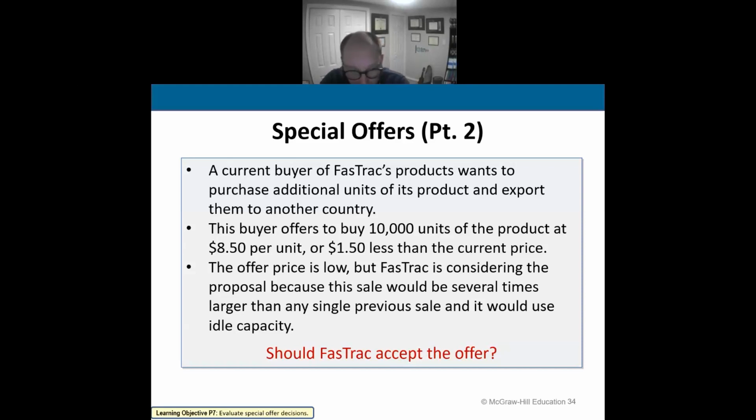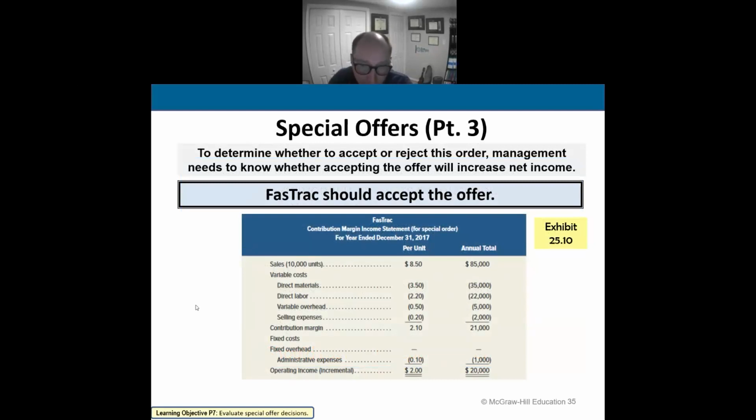The offer price is low, but seeing as how we're only at 80% capacity, we have the ability to make that additional 10,000 units for our customer. Do we do it? Why or why not? So in looking at this, since we have the additional 20% capacity, and even at $1.50 lower sales price, the short answer is yeah, we would accept that offer because we have the capacity, and our additional income would be greater than our additional cost.